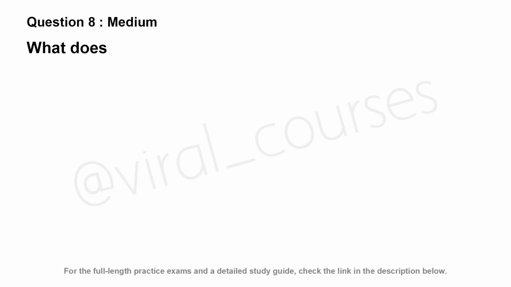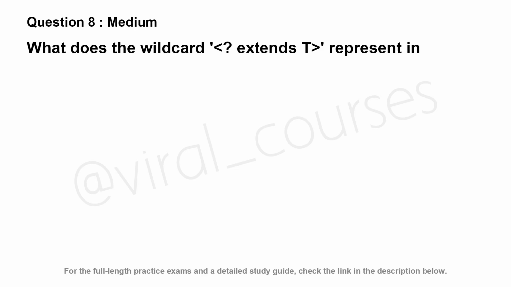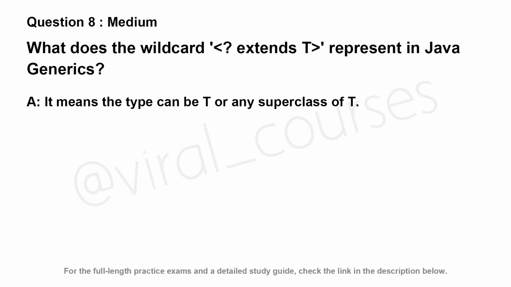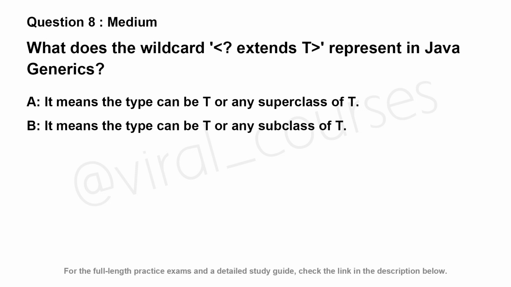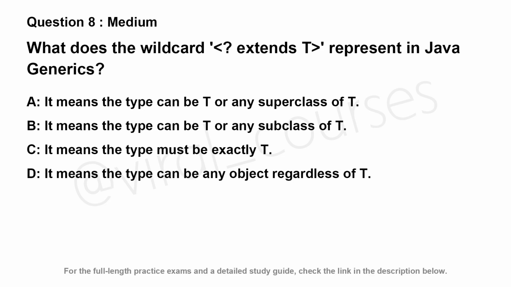What does the wildcard `<? extends T>` represent in Java generics? Option A. It means the type can be T or any superclass of T. Option B. It means the type can be T or any subclass of T. Option C. It means the type must be exactly T. Option D. It means the type can be any object regardless of T.